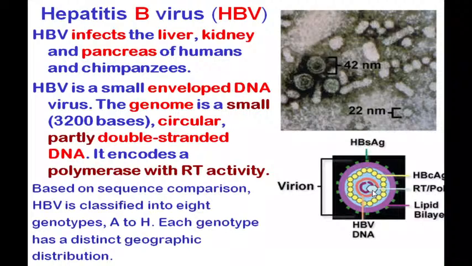Based on sequence comparison, hepatitis B virus can be classified into genotypes. This is the yellow one. This is the major core antigen, called hepatitis B core antigen, HBc antigen. From the very beginning you should ask me why we refer to these viral proteins as antigens.